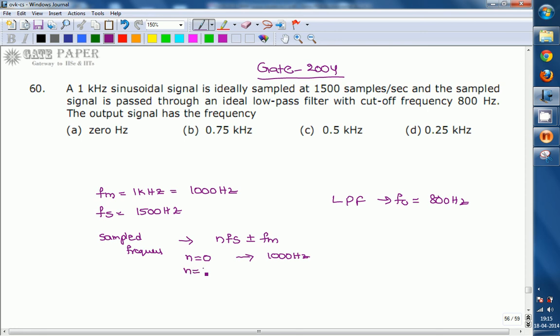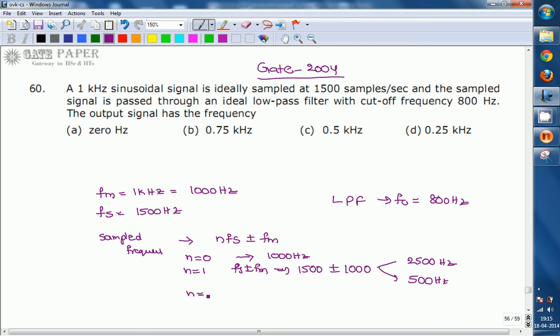Suppose n equals 1, that is fs plus or minus fm, where fs is 1500 Hz plus or minus fm equal to 1000 Hz. Then the spectral components are: 1500 added with 1000, that is 2500 Hz, and 1500 minus 1000, that is 500 Hz.